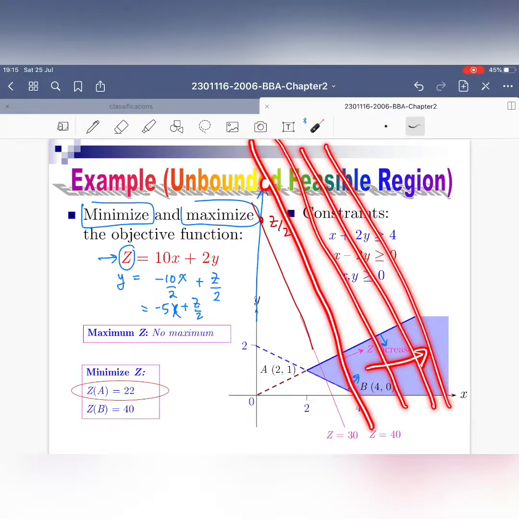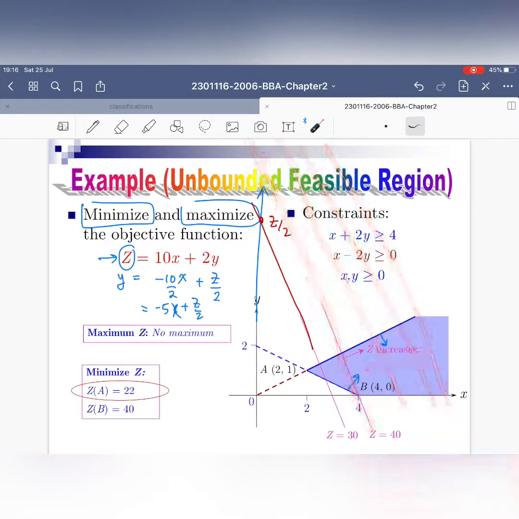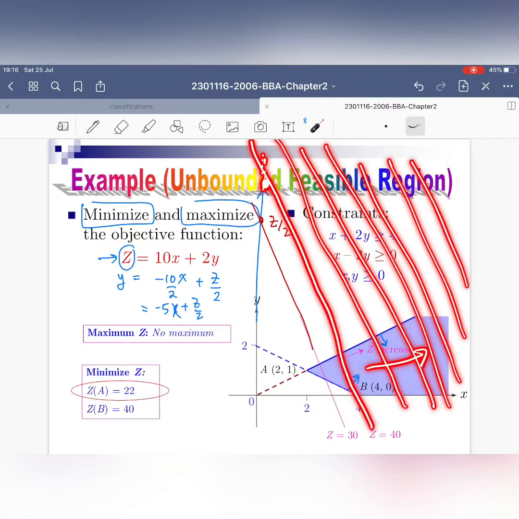So it will cut higher and higher z. As you cut higher and higher z, it means that you have more value of your z. So you have more and more maximum. However, can you reach the highest value? You cannot, because your region is unbounded. So you can keep doing this forever, and you cannot reach the highest z-intercept.